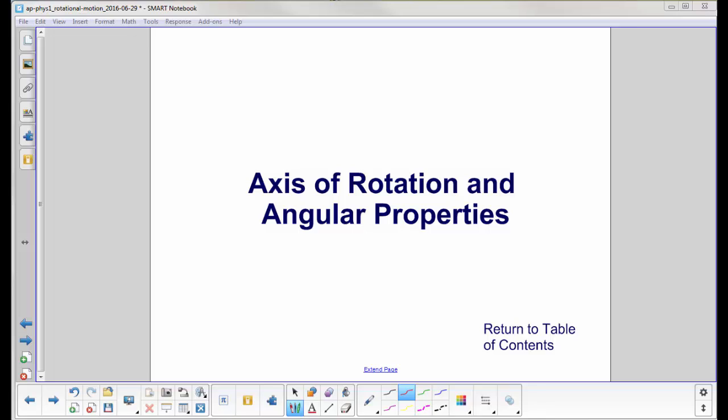Our first chapter, entitled Axis of Rotation and Angular Properties, is quite a long one. There's a bunch of definitions we have to go through, along with concepts and a great deal of problem solving. So let's get into it.